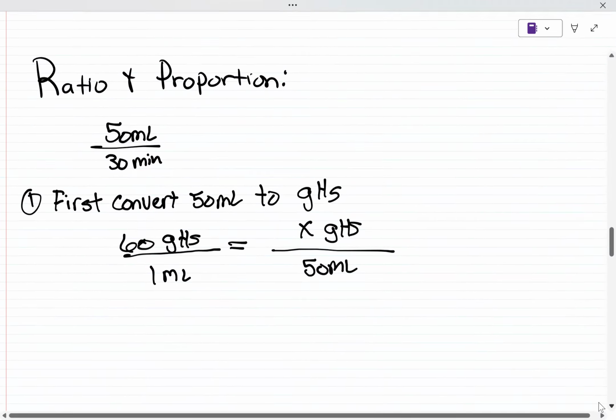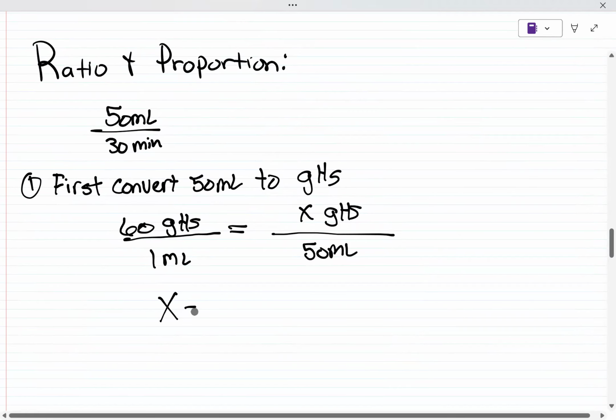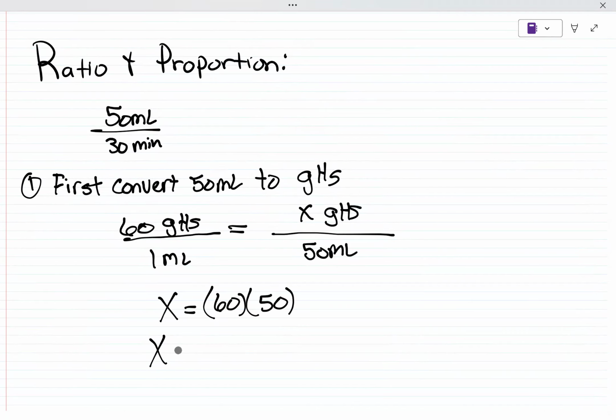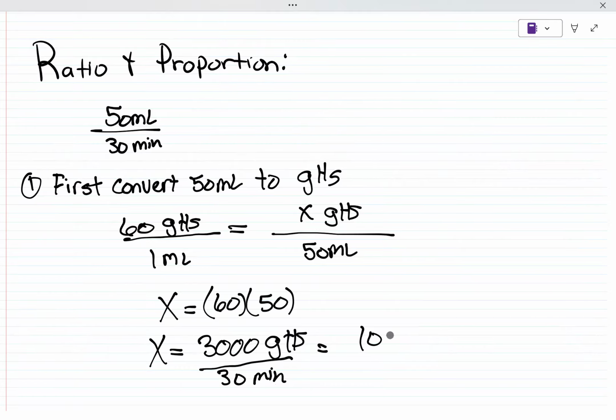And you go ahead and cross multiply. So 1 times x is x, and then it's 60 times 50, which is 3,000 drops. Now, we want it per minute. We were given over 30 minutes, and when you simplify that, that's going to be 100 drops per minute.